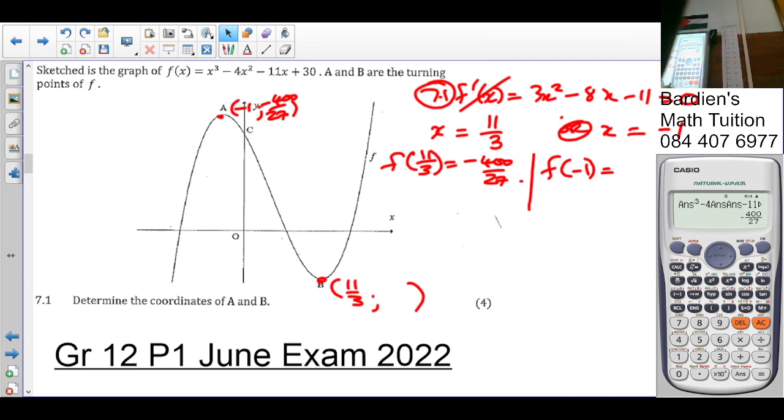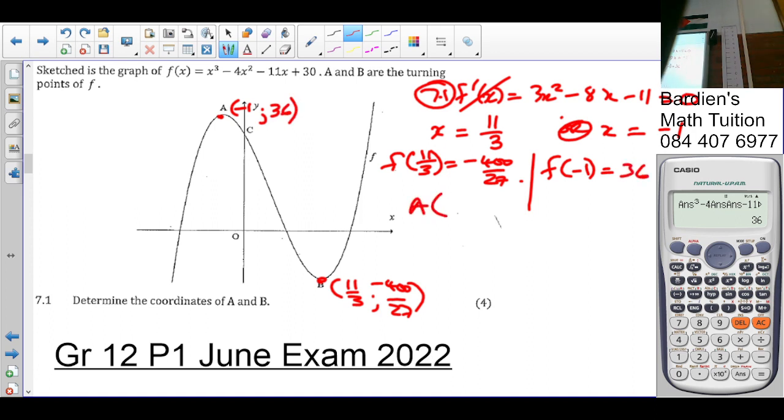The other one, remember, sorry, is at the wrong place. This is actually negative 400 over 27. Negative 1 gives us 36. Okay. So your coordinates of A is negative 1 and 36, and B is 11 over 3, negative 400 over 27. Okay. So let's see what's the next question.